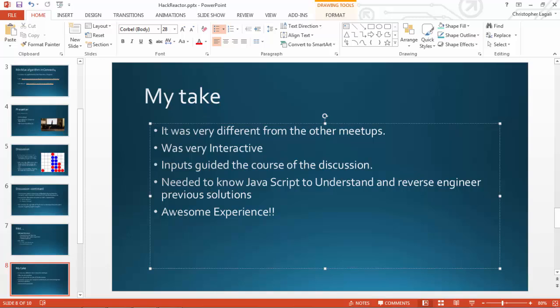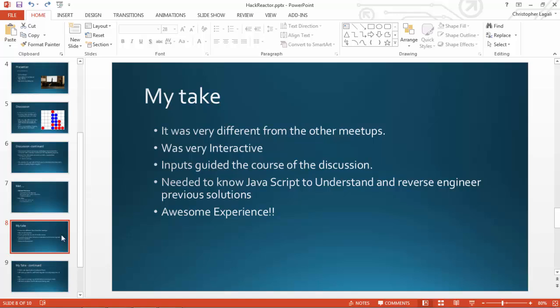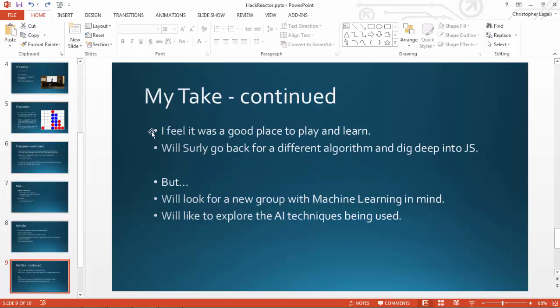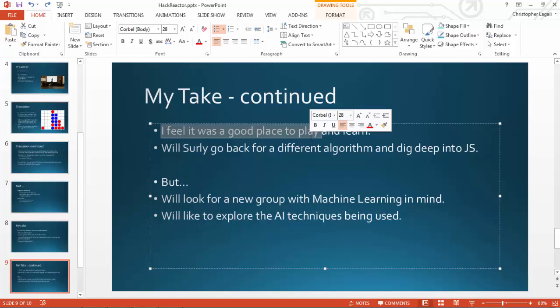I got to meet a lot of people from the IT industry who have worked on JavaScript. It was an awesome experience, a very different meetup from what I've seen in the past. I got to see a lot of JavaScript working on GitHub, and how easy it is to build functions and have this algorithm work on a web page is amazing. It was a good place to play and learn.